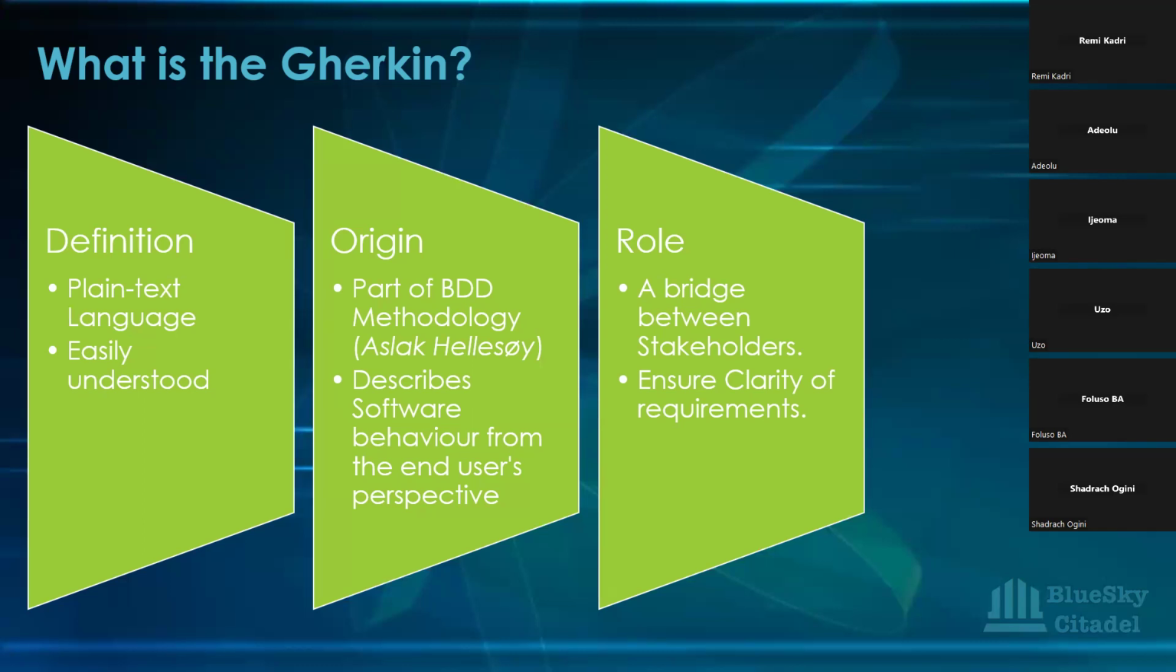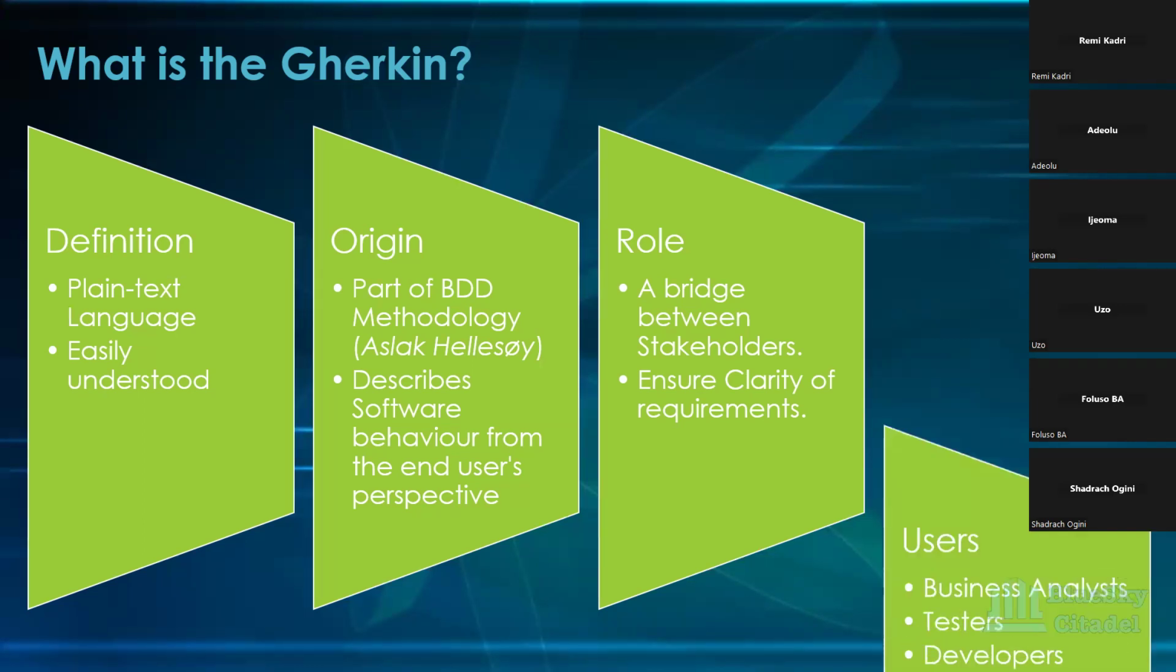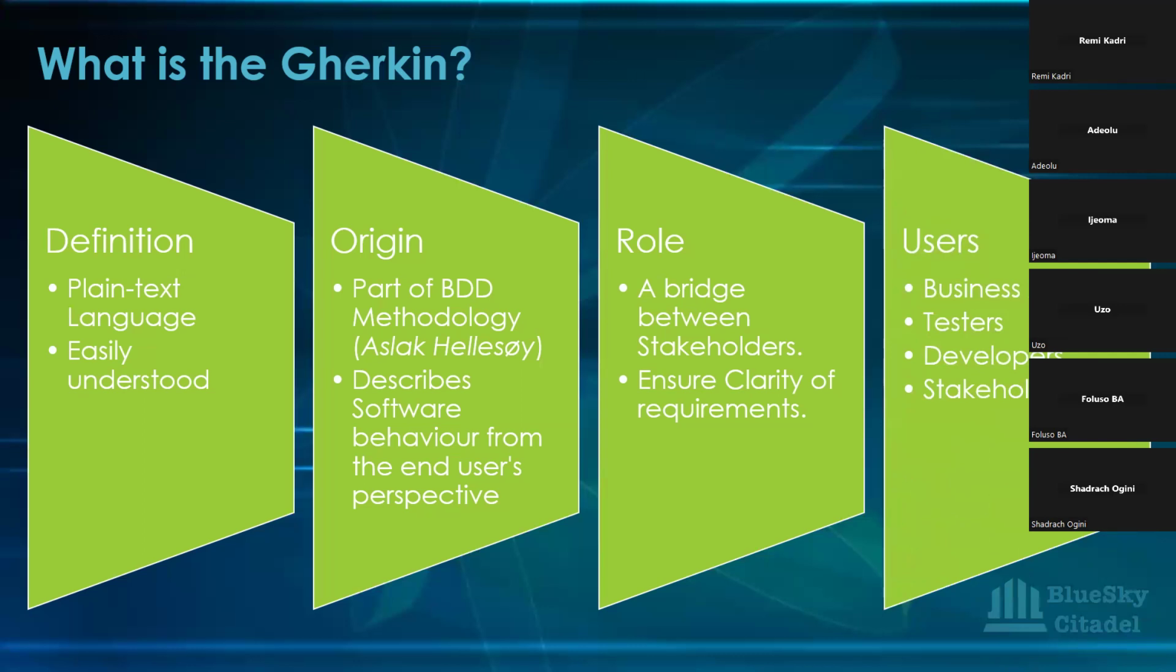The Gherkin, I've already said, acts as a bridge between stakeholders and ensures clarity of requirements for everybody. So who are the users of the Gherkin? You've got the business analyst, you've got your testers, you've got your stakeholders, you've got your POs. Anybody that has anything to do with that user story or with the software development process is a user of Gherkin.